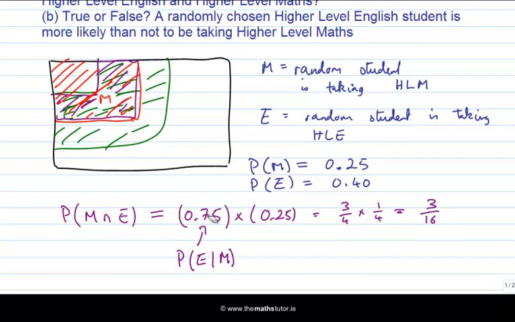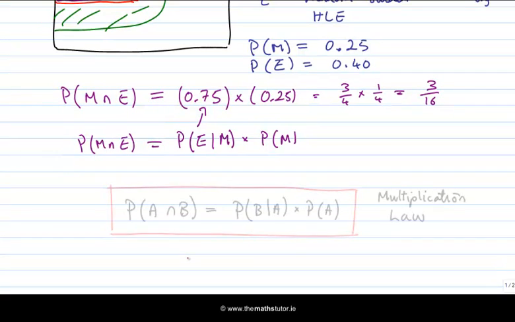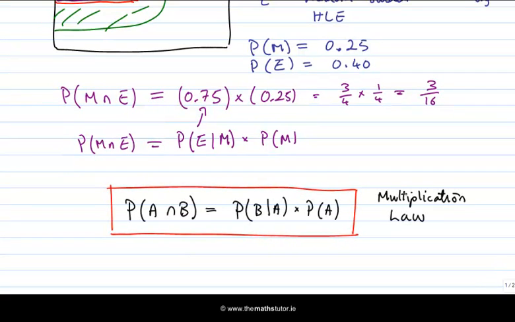And the 0.25, that's just the probability of M. That's the proportion of the total number of students that are taking higher level maths. So really what we got here was this equation, that the P of M and E is P of E given M times P of M. And really that is the multiplication law. So let me write that down and put it in a box. So here it is. Here's the multiplication law.